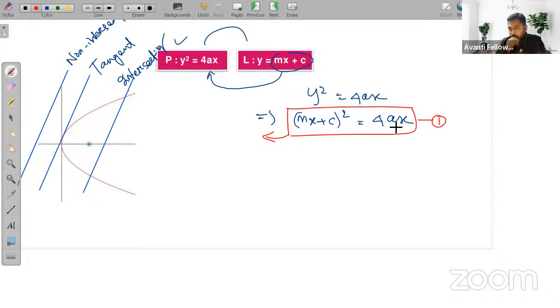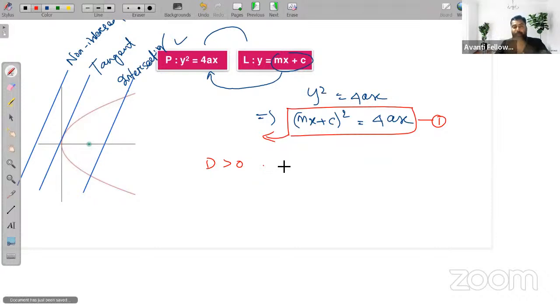When you are getting a quadratic equation, if d is greater than 0, that means the line intersects the parabola, because we have solved both the equations, the equation of the parabola and the line. If we are getting two roots, that is, the discriminant is greater than 0, then the line intersects the given parabola. Is that clear? So d is greater than 0.